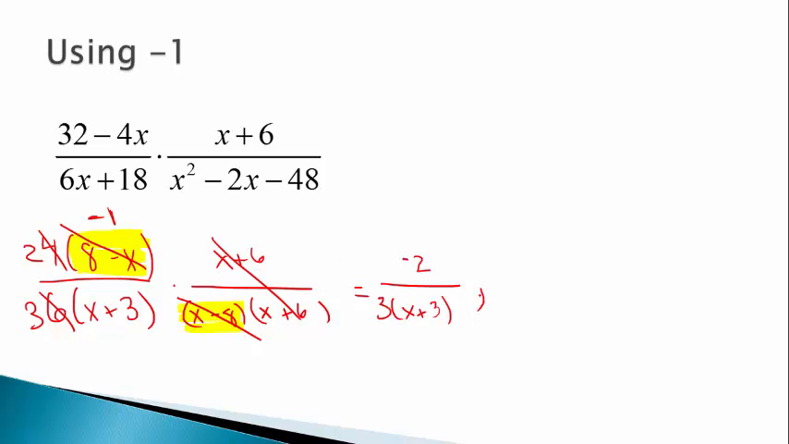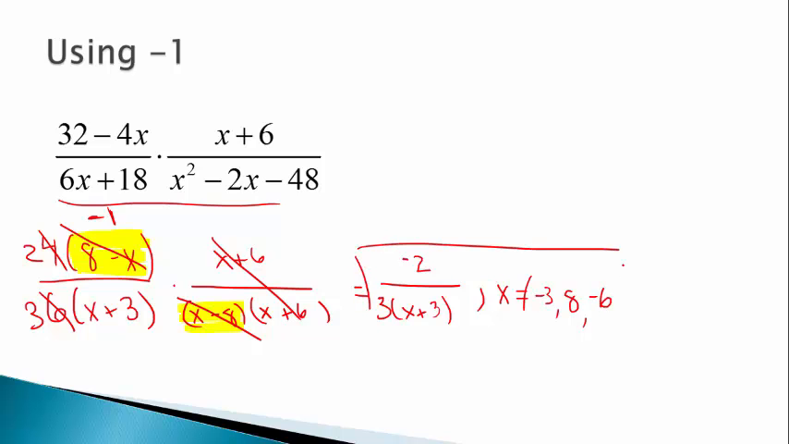All right. The only thing we have left to get is our restriction, so it's multiplication. We're only checking the denominators of the originals. Looks like in the left denominator, x cannot be negative 3. The right denominator, x cannot equal 8 or negative 6. Okay, so that's your final answer.